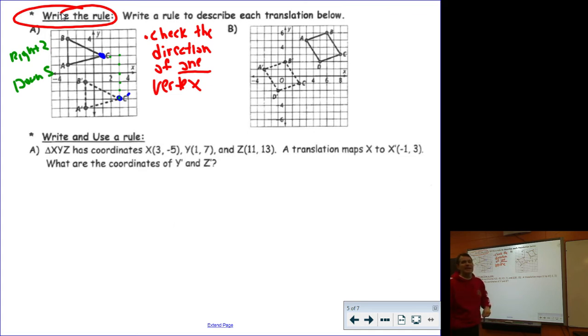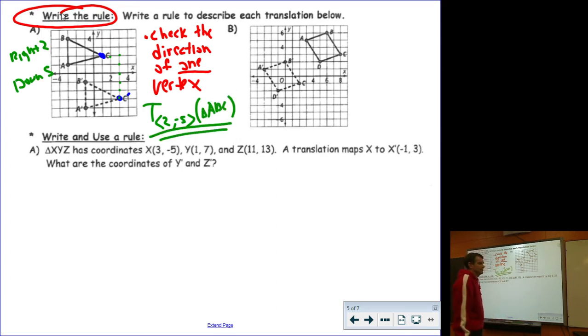So how do I write a translation rule? I start with the capital T for translation, and I put a vector on it. And my vector is 2 to the right, so that would be a 2 where the x goes. And down 5 would be a negative 5 where the y goes. And then I would put the triangle I'm moving, which is ABC. And there's my rule. Translation, vector 2, negative 5 of triangle ABC.